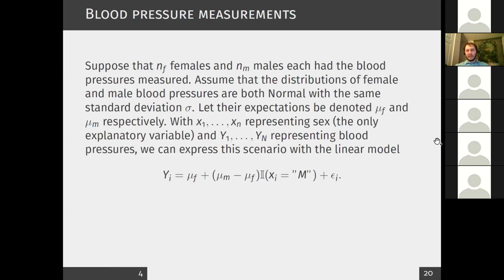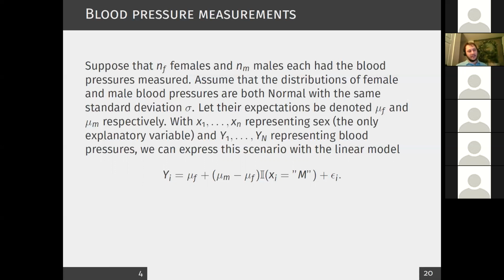And each group has its own mean. Let's see, I'm calling them mu F and mu M. Each group has its own mean. And the ordinary way of thinking about this for the first stat class is just, you can do like a t-test or something.